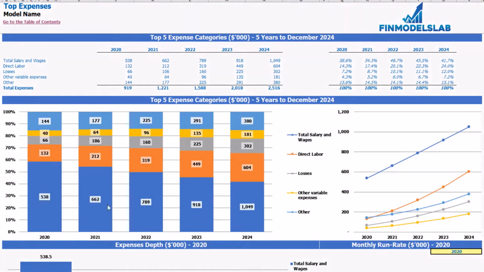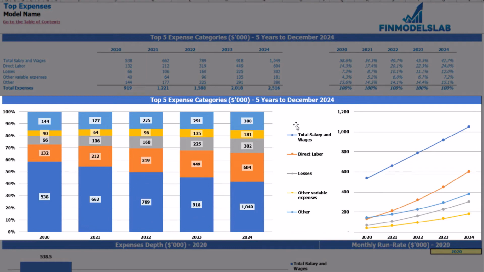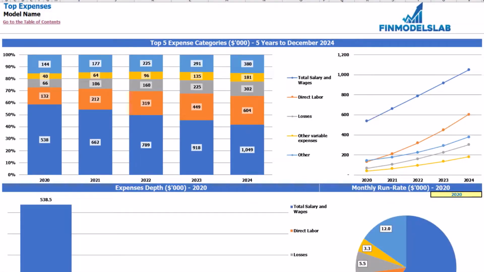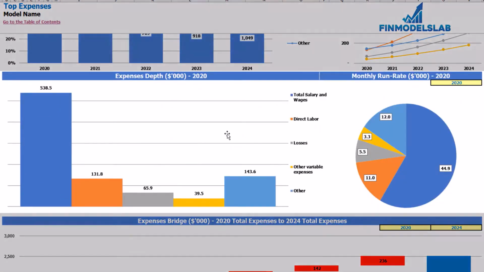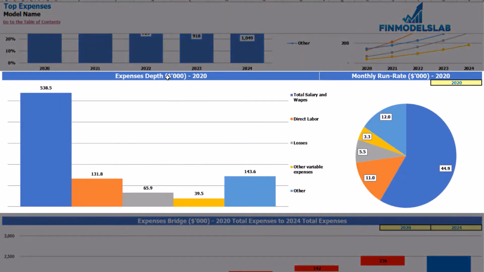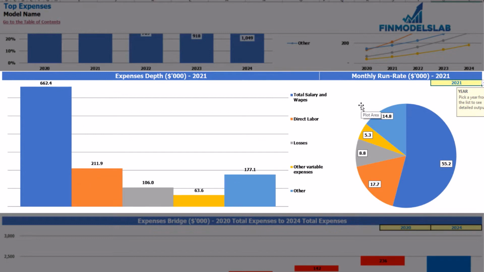The same information you may see on the charts below, which show the percentage breakdown and the absolute values breakdown. On the couple of charts below you may find expenses depth and monthly run rate for the selected year. You are able to change this year, and you may see the absolute values and percentage breakdown on the pie chart.